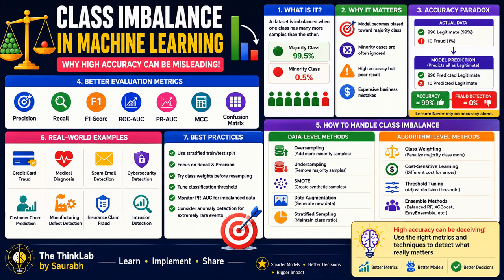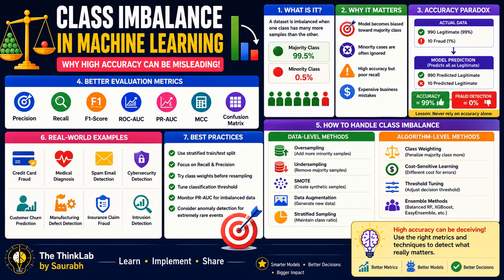So now let's look at some best practices. We always try to perform the train test split, right? Never rely only on accuracy, monitor the precision, recall, and ROC-AUC curve. Try class weights before oversampling. Tune your classification threshold. Choose the evaluation metric based on your business requirement, and also validate your model by using the confusion matrix.